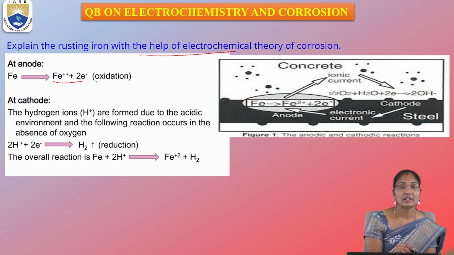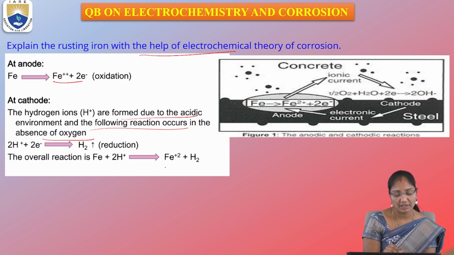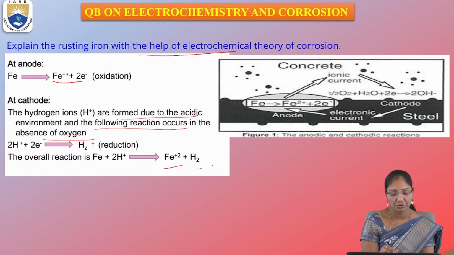So at the cathode, the hydrogen ions are formed due to the acidic environment and the following reaction occurs in the absence of oxygen. So here the 2 H+ ions plus 2 electrons will give rise to H2. So the overall reaction is the iron at the anode and 2 H+ ions from the cathode gives rise to Fe2+ and H2.